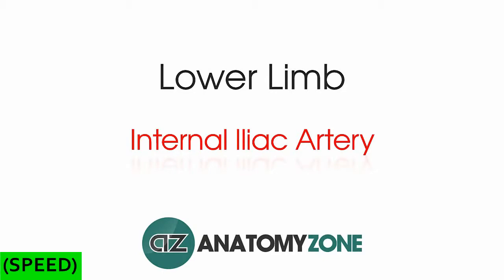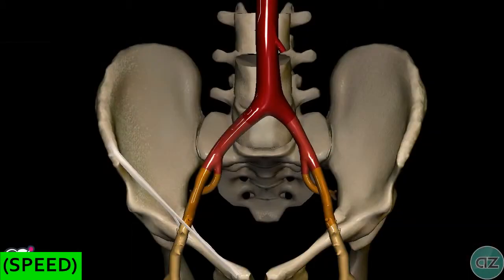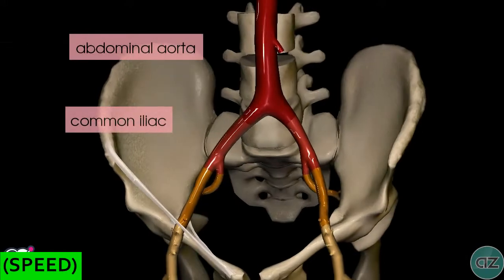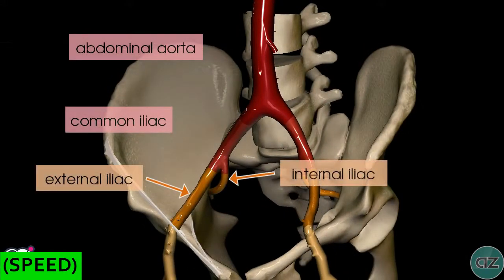Hi, this is Peter from Anatomy Zone, and in this tutorial we're going to take a look at the internal iliac artery. So in this model what we're looking at is the abdominal aorta dividing into the common iliac arteries, which then divide into the external and internal iliac arteries.